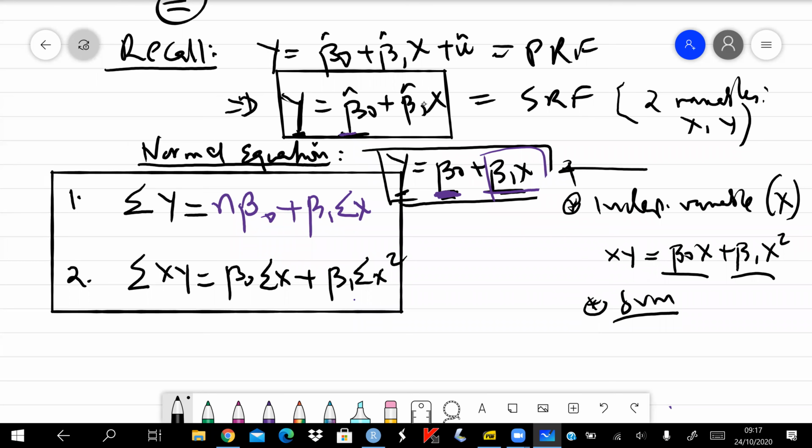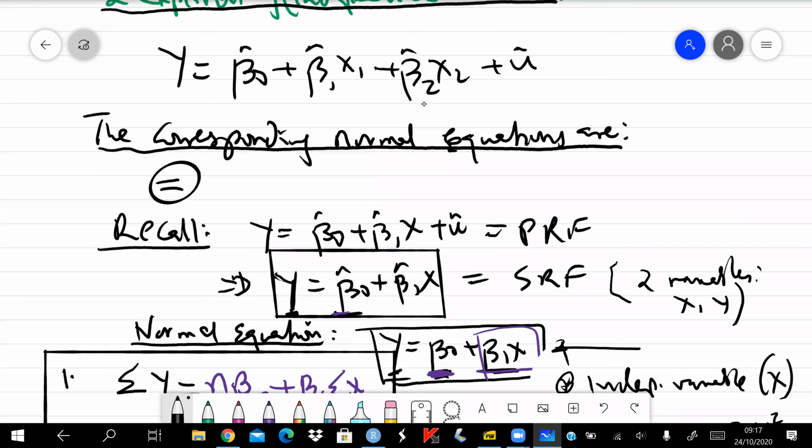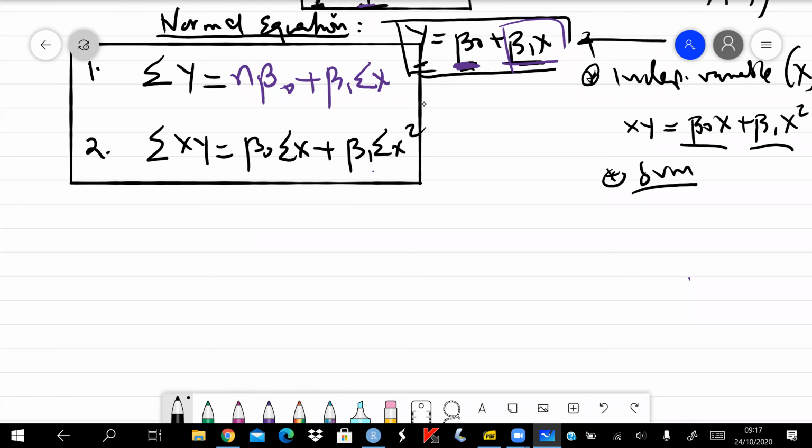Those are the two normal equations in the case of simple linear regression. So we'll use the same concept to come up with normal equations for any number of independent variables. Okay, so now back to our multiple regression equation.